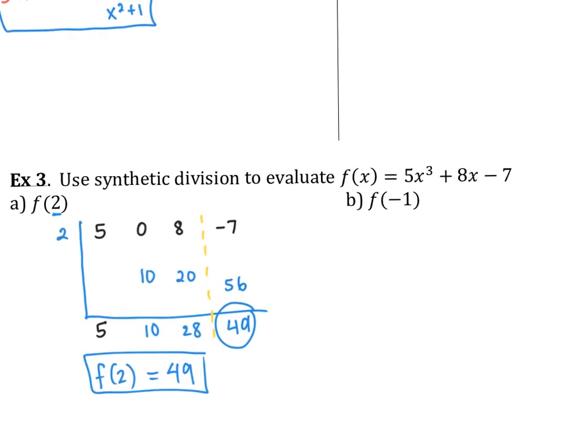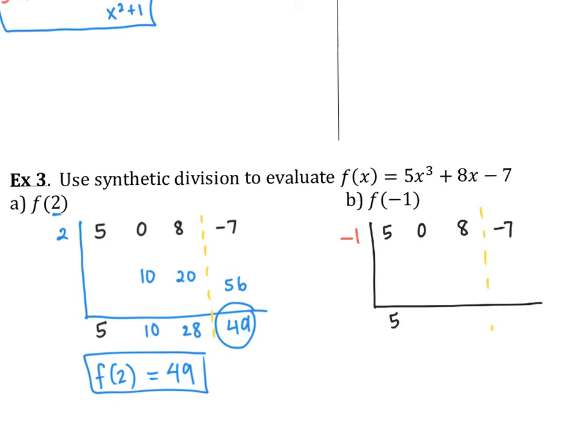Okay, so I want to evaluate f at negative 1. I'm going to go ahead and list the coefficients: 5x cubed, there's no x squared, 8x, negative 7. I like the remainder line, up to you.